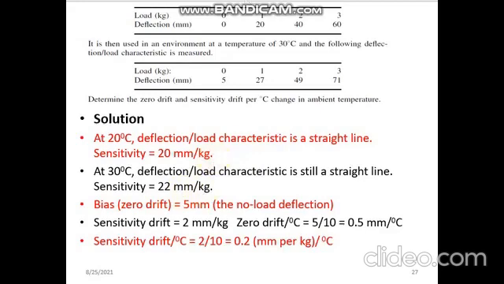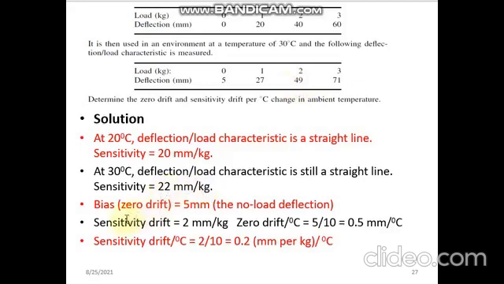And how do we get this? You can see that the difference between this and this is 27 minus 5, which will give us 22. And also here, 49 minus 27 will give us 22. 71 minus 49 will give you 22. So therefore, it is 22 millimeter per kilogram.